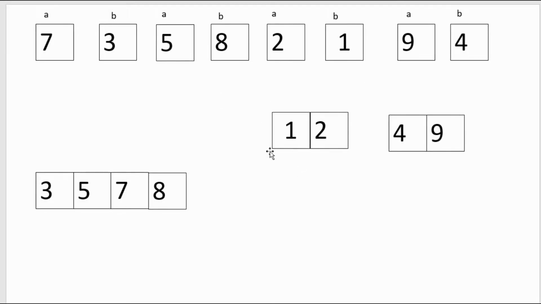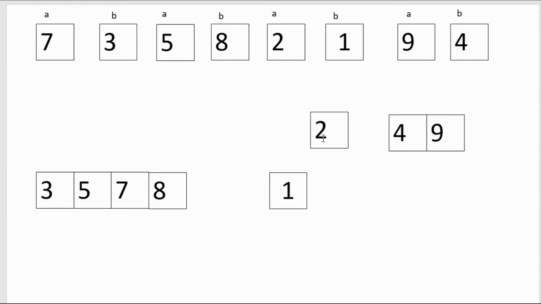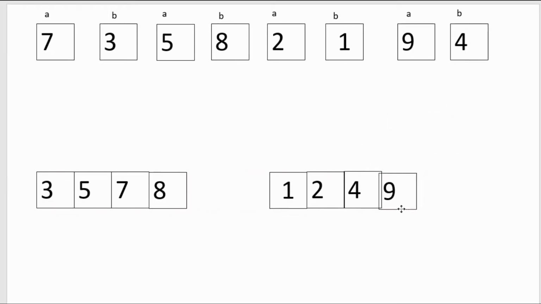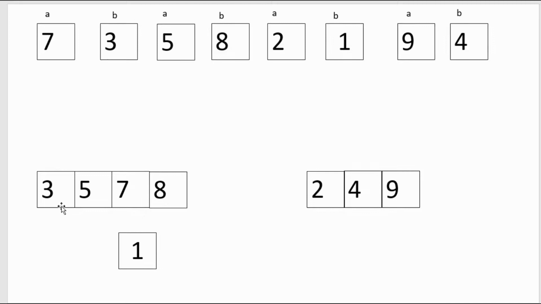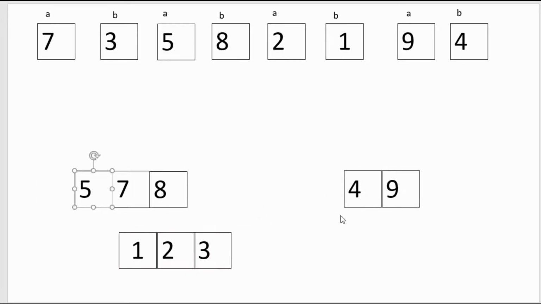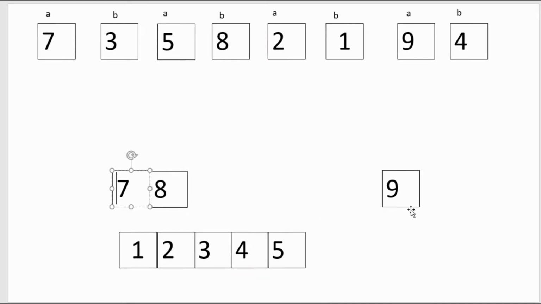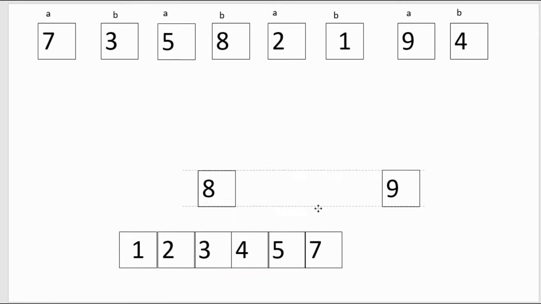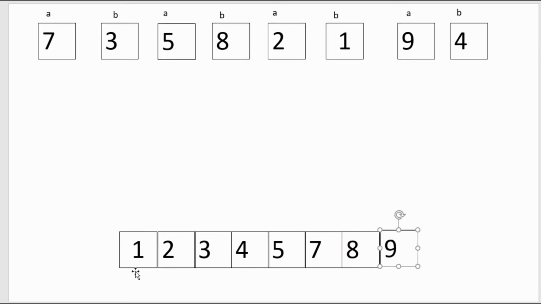We repeat the same with the right-hand arrays. 1 and 4, 1 being the lowest, 2 being the lowest, and then finally 4 and 9. Now we compare 3 and 1. We find 1 is the lowest. Compare 3 and 2. 2 is the lowest. 3 and 4. 3 is the lowest. 5 and 4. 5 and 9. 7 and 9. 8 and 9. And there's our sorted array.